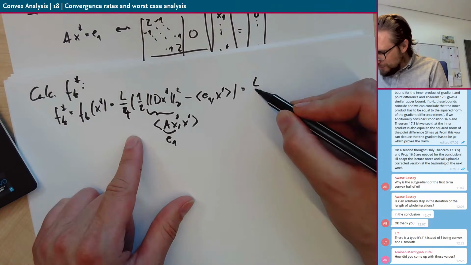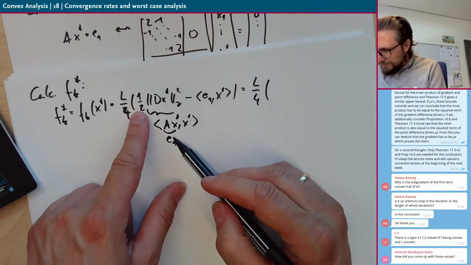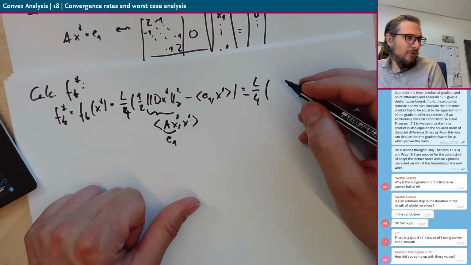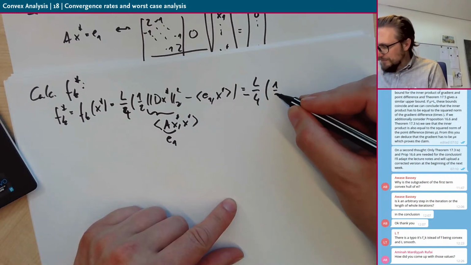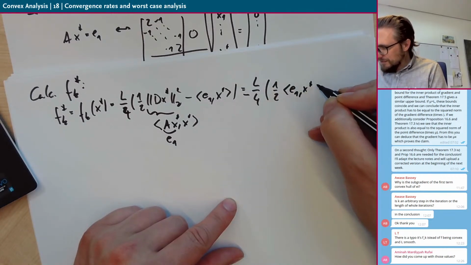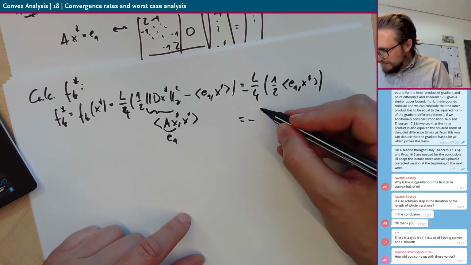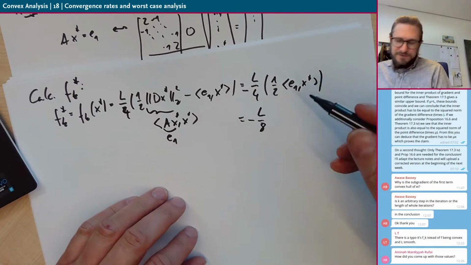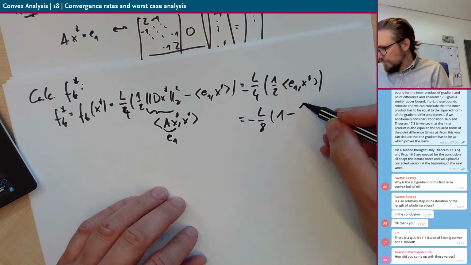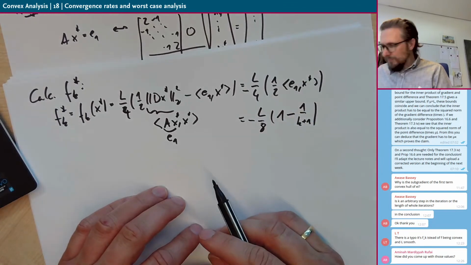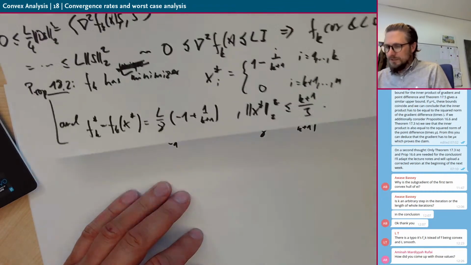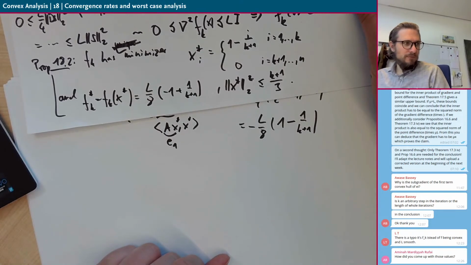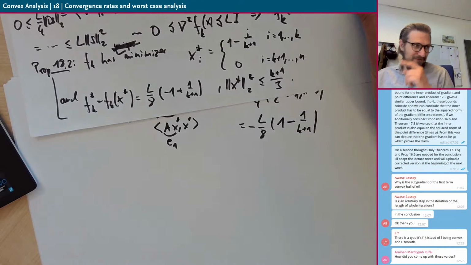We see that this is L over 4 times 1/2 this inner product minus the inner product. So it's minus L over 4 times 1/2 e1 times x star, and this is now minus L over 8 times the first entry in x star, and the first entry in x star is just 1 minus 1 over k plus 1. And if I'm not mistaken, that was our claim here, just the minus signs arranged differently, but that's what we wanted to show. Okay, that was faster than expected.